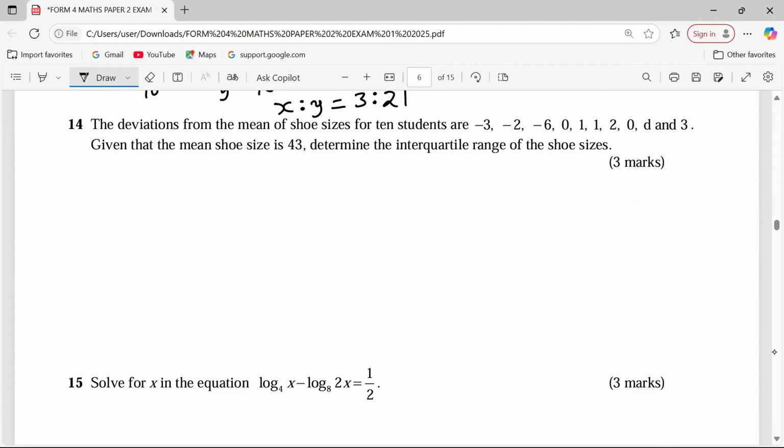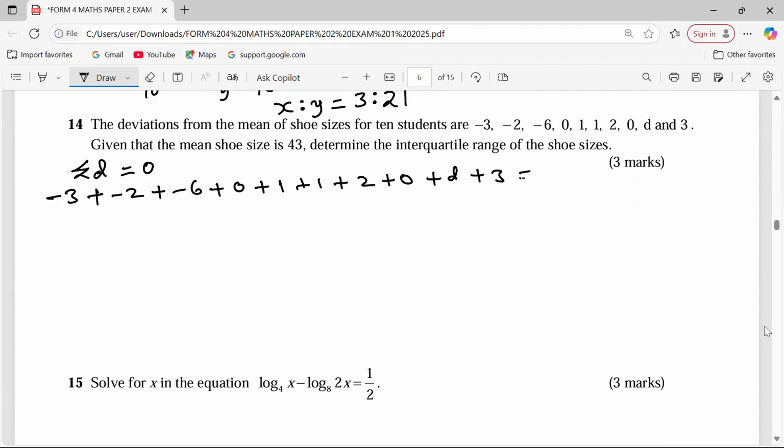The first thing that we are going to find is the value of D. And we are supposed to know that the summation of all deviations from the mean usually gives 0. So -3 plus -2 plus -6 plus 0 plus 1 plus 1 again plus 2 plus 0 plus D plus 3 should give us 0. All deviations from mean must give 0. So let's add up all deviations now.